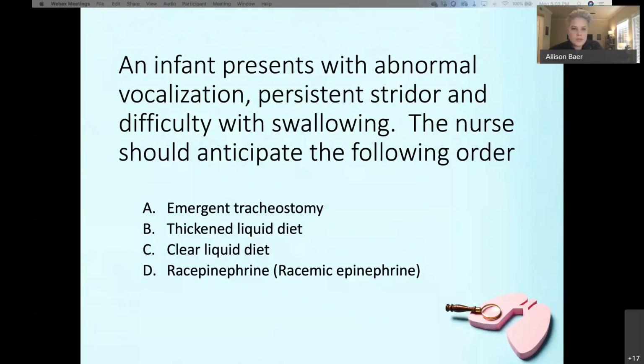Okay, an infant presents with abnormal vocalization, persistent stridor, and difficulty with swallowing. The nurse should anticipate. And I'll admit, I probably should have gone back and put it in after I put a question. I didn't specifically talk about this problem. So don't read more into it than it says. Just abnormal vocalization, persistent stridor, difficulty swallowing.